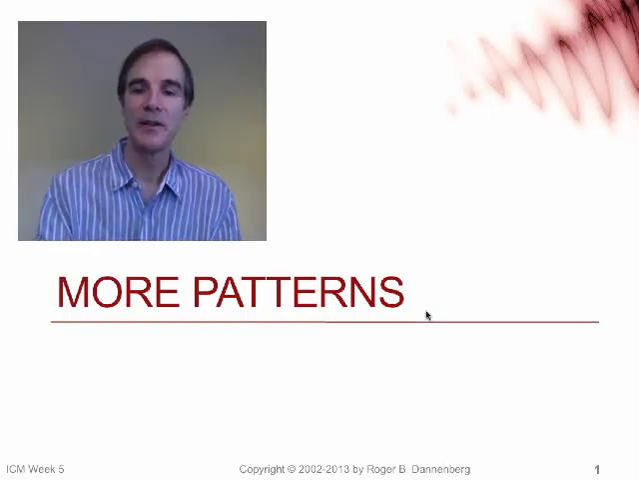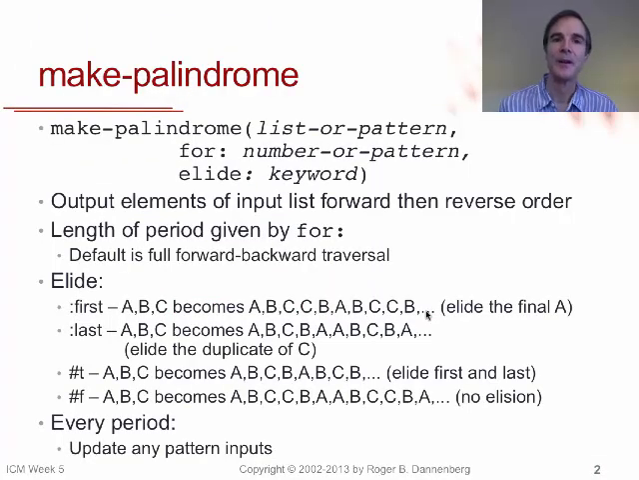Let's look at some more pattern generators now. One pattern is the palindrome. A palindrome is something that's the same forwards and backwards, and what the palindrome pattern does is it plays elements from a list forward and then in reverse order. The palindrome outputs periods, which are by default the full forward and backward traversal of the list. We'll be looking at periods later.